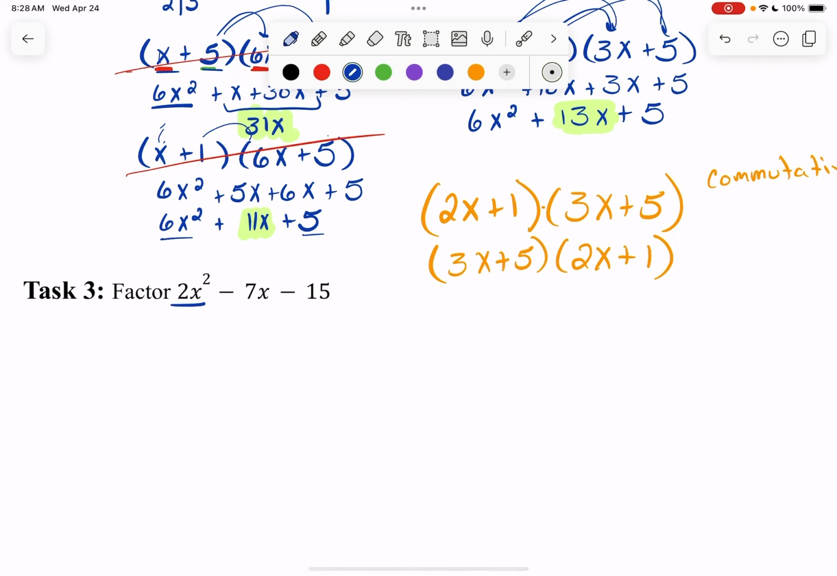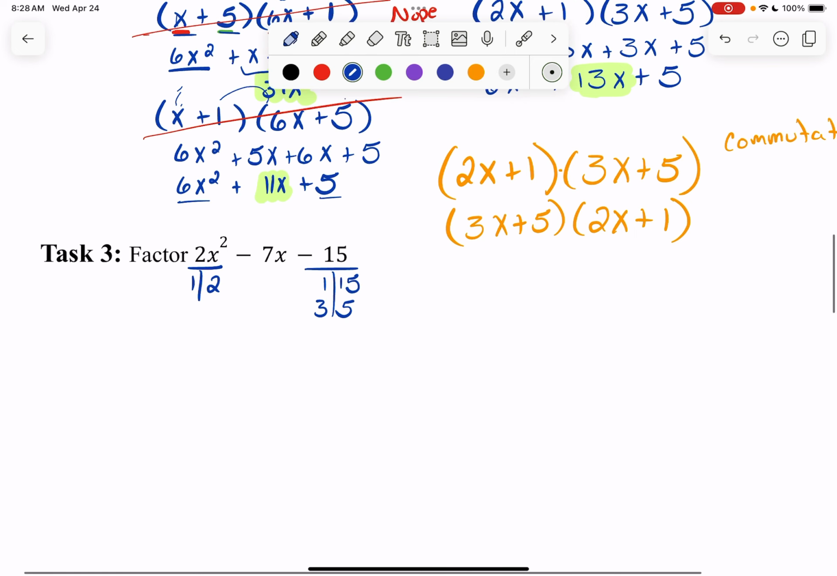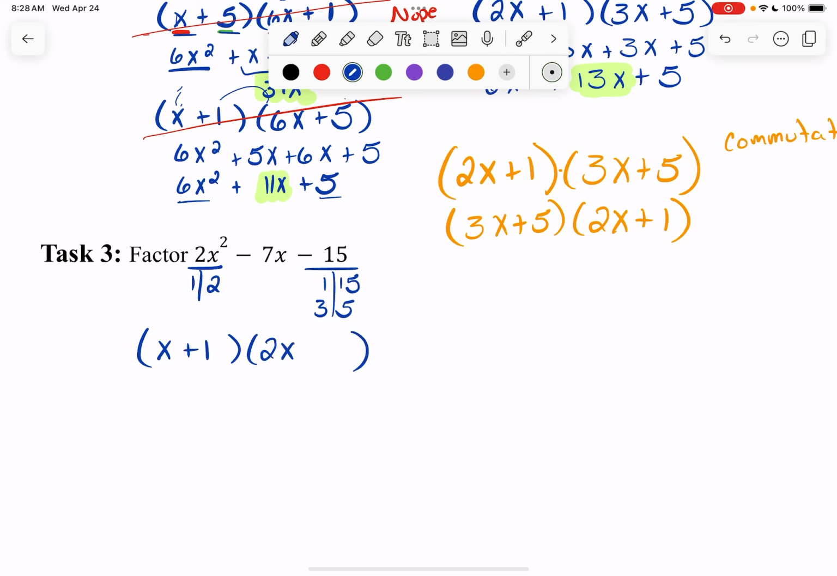So now we go ahead, list the factors of 2, 1 and 2, the factors of 15, 1 and 15, 3 and 5. Okay, so now we do some guessing and checking. So 1x and 2x, plus 1, plus 15. Give it a go, see what happens. Let's go ahead and multiply it out. So we have 2x to the second plus 15x plus 2x plus 15.